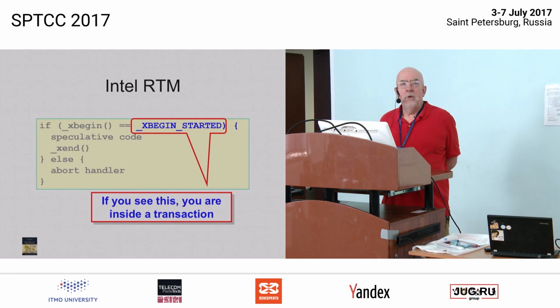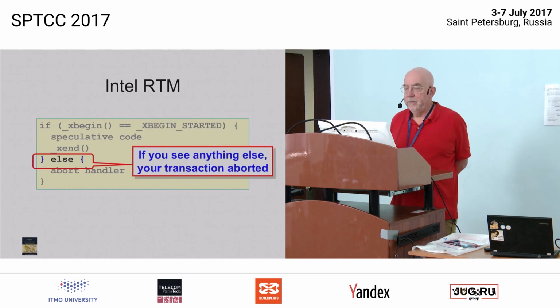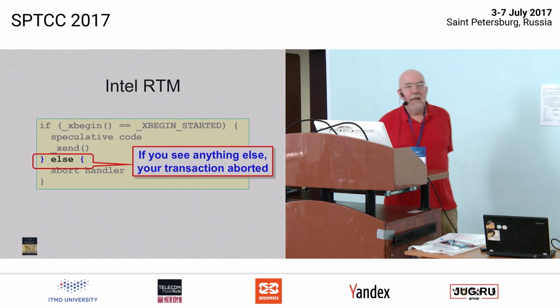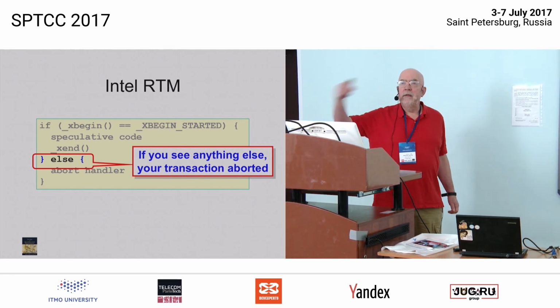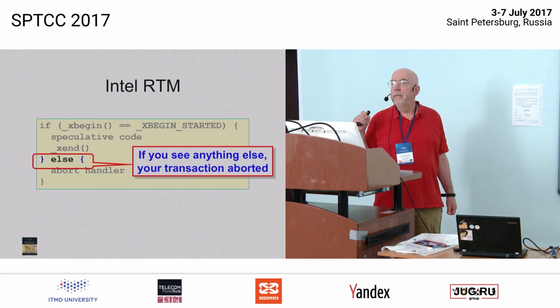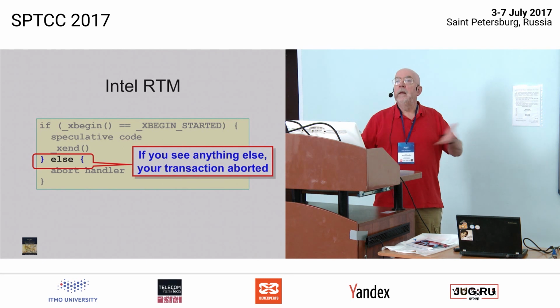So I make this system call. If it comes back with this particular constant, then I know that I've just started a speculative transaction and I'm inside the transaction. If I get any other code, then I know that I tried to execute my transaction, but it aborted. It failed for some reason. For what reason? Well, you can look at the code and that gives you some information about what happened.